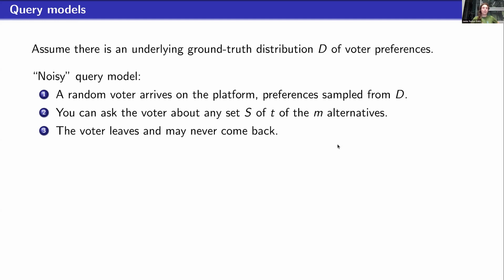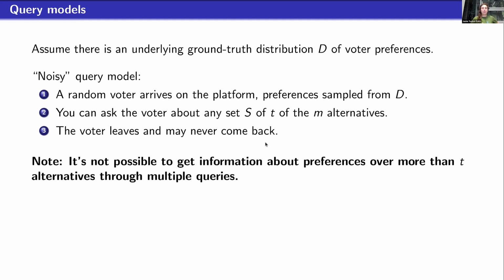And note that the key feature of this is that because the voter never necessarily comes back, it's never going to be possible to get information about preferences over more than T alternatives. You can't make multiple queries and from that overlapping information get a full description of any one voter's preferences. It's a totally random individual each time. Okay, so that's just a key thing. A lot of people are confused, like, oh, why, if I want to know how you rank A, B, and C, can't I ask you about A and B, and then ask you about B and C, and then ask you about A and C? Well, they're different people that would be asked that question each time.